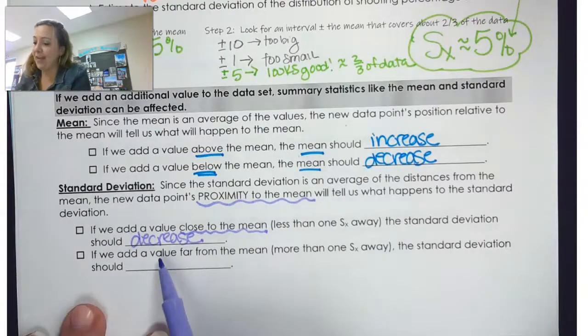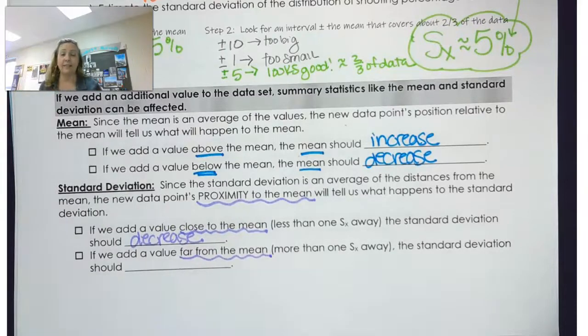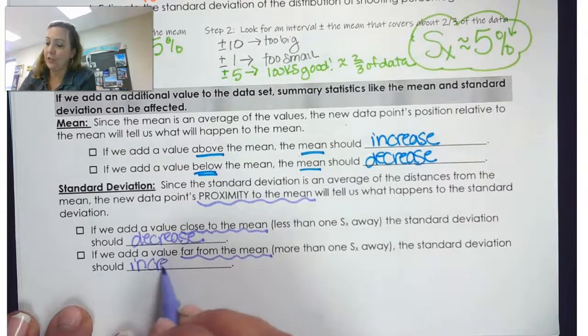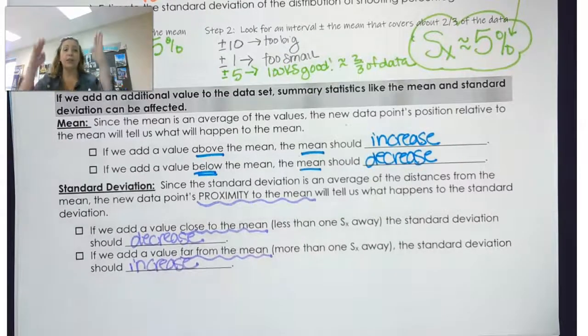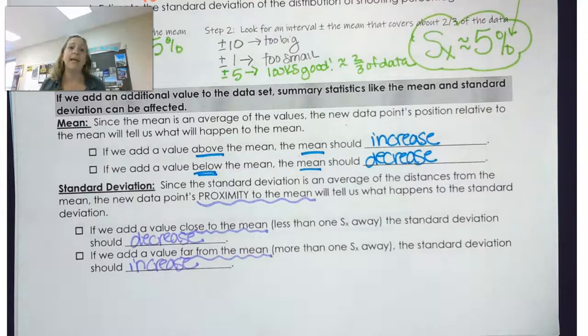However, if I add a value far from the mean, which is more than 1 standard deviation, that means that the standard deviation is going to increase. So if my standard deviation was at a certain spot and I add something outside of that spot, now the typical distance has increased as well. And so we'll practice that in this next example.